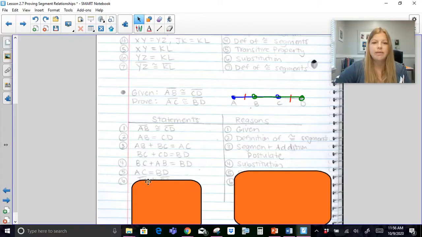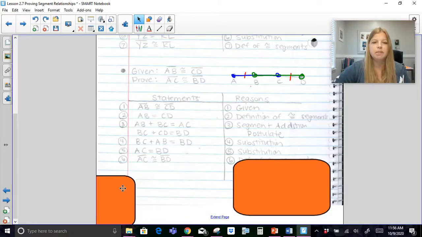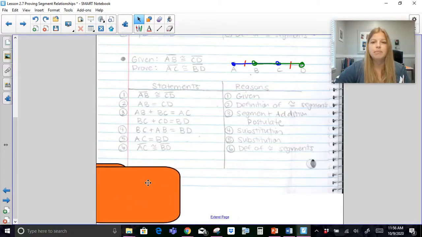We can then say that AC is equal to BD because we are given the same set of information here. Notice that AC is equal to AB plus BC, so is now BD. BC plus AB is equal to BD, so therefore they are equal to each other. That is also substitution. And then we would be able to say that their segments are congruent based on the definition of congruent segments.